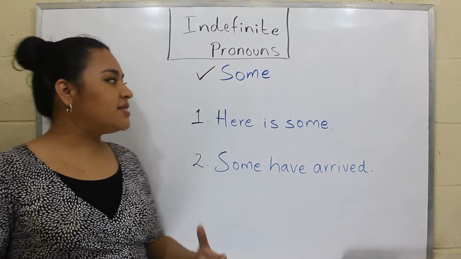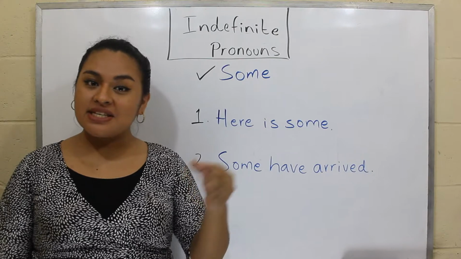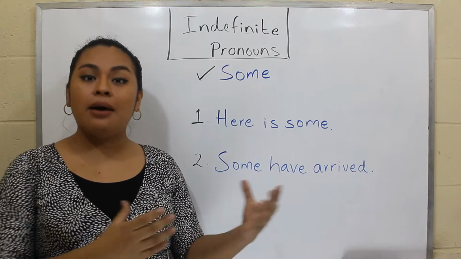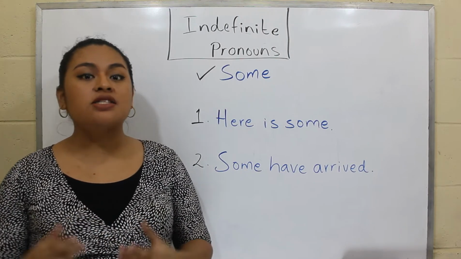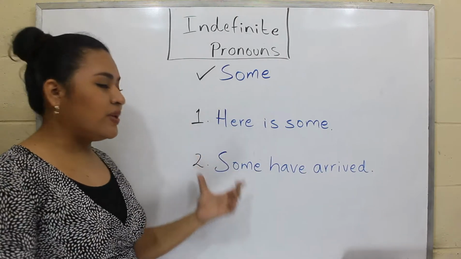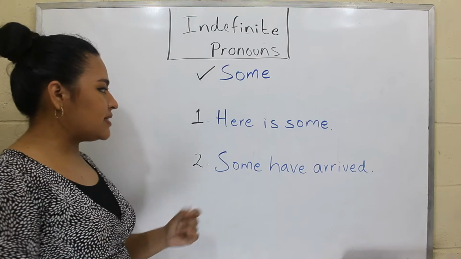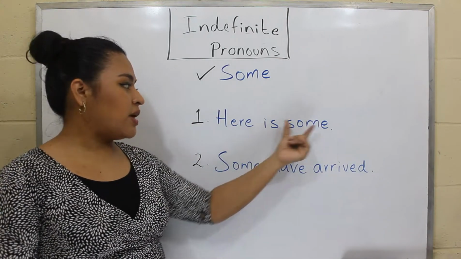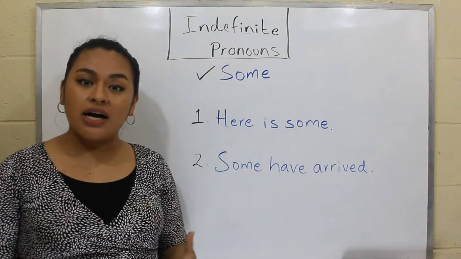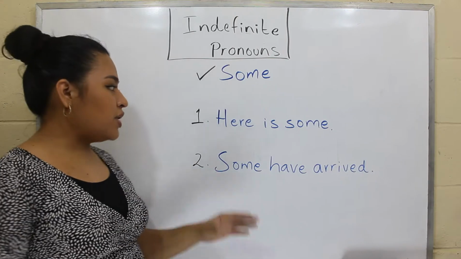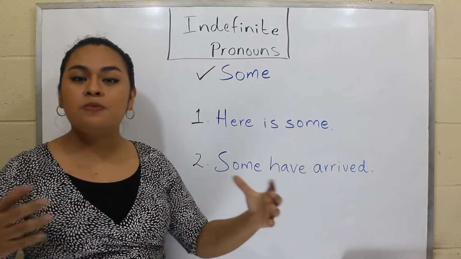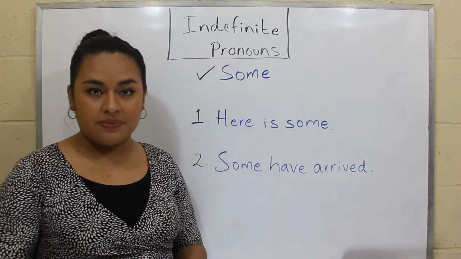Before we finish, let's talk about some. Some is a singular and plural indefinite pronoun that means an unspecified amount of something or an unspecified number of people or things. And here we have 2 examples. The first example says, here is some water, some food, some money, etc., depending on the context in which we are talking. So, with this example, we mean to say that here is an unspecified amount of something.